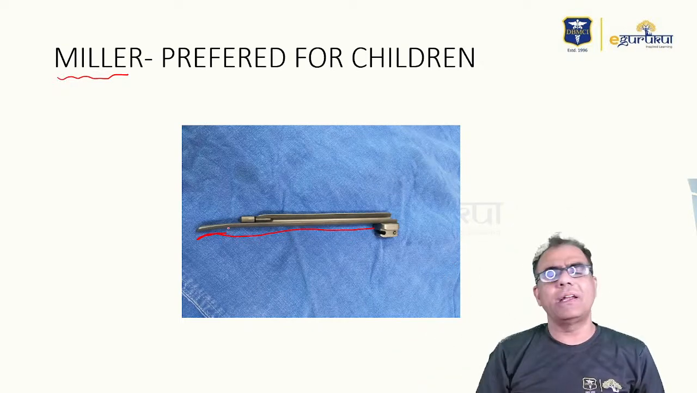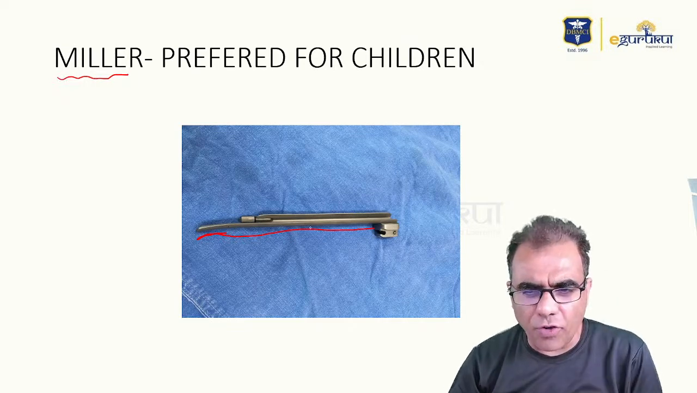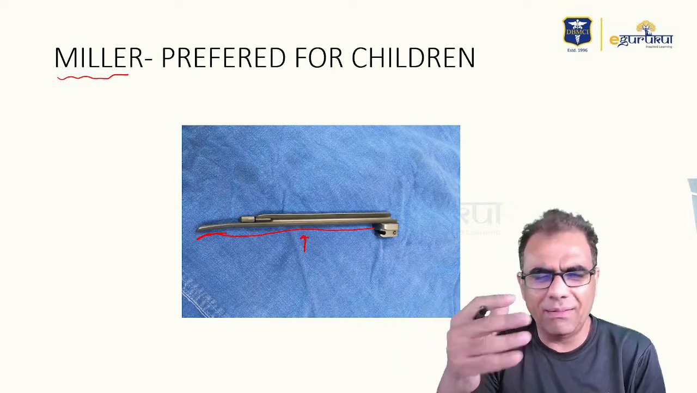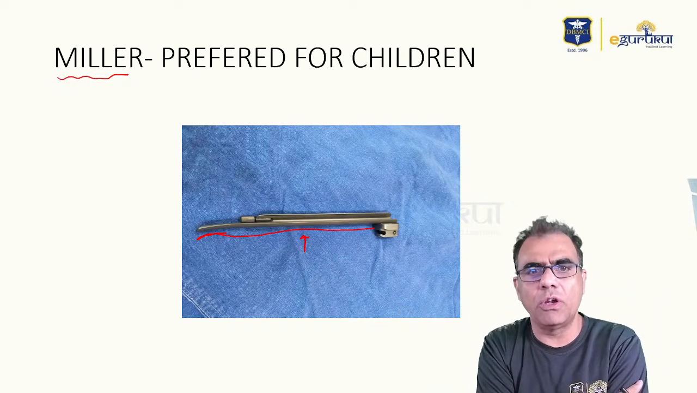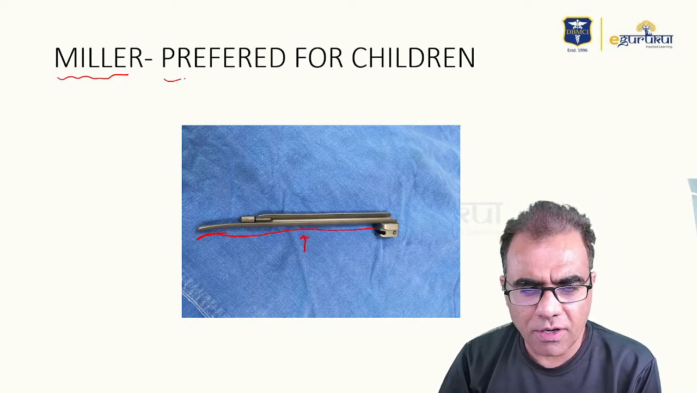And we all know that there are differences in the airway of adults and children. So therefore, for children, we generally prefer a straight blade. And why is that? Again, because of these differences, but we will not go into the details. So Miller is preferred for children.